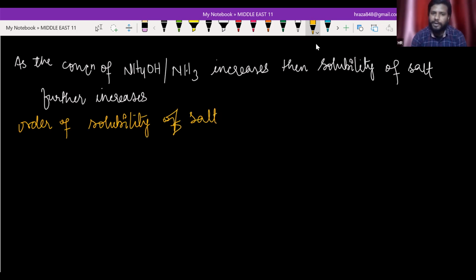This is very important. If you dissolve salt in NH3, it will be more soluble, even more soluble than in water. If you dissolve salt in NH3 and if you dissolve salt in H2O, in case of NH3 it will be more soluble as compared to H2O, and the least will be common ion effect.